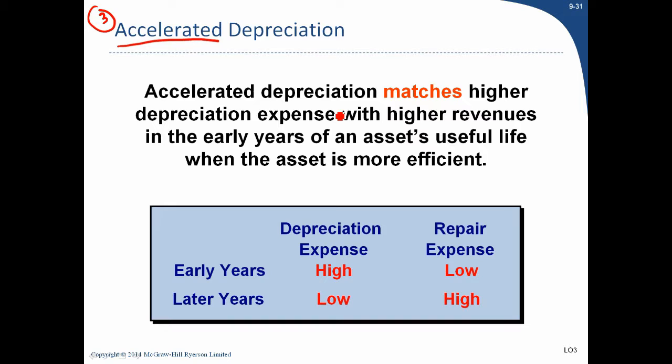So the goal here is to match. It's sort of a compromise between the units of production and the straight line where you have higher depreciation expense in the early years and less depreciation expense in the later years. Your total depreciation expense across the period is still the same. It's just how you allocate it across the periods.